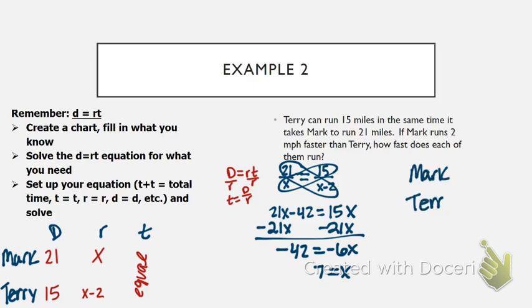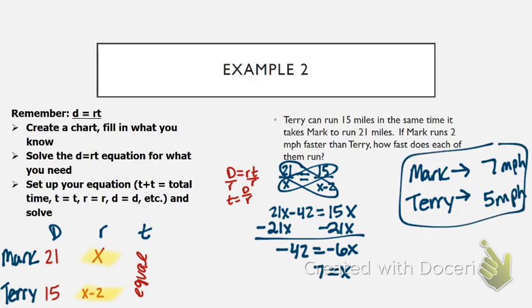So we've got two guys, Mark and Terry. Mark runs X speed, so when we get X equals 7, that's Mark. Terry runs Mark's speed minus 2. So Mark ran 7 miles an hour. Terry is Mark minus 2, so Terry is running 5 miles an hour.